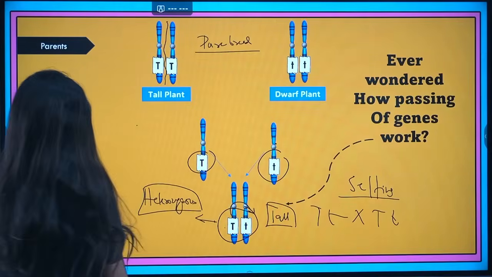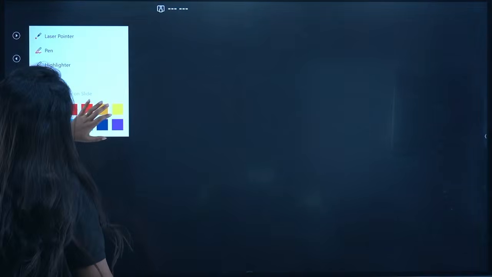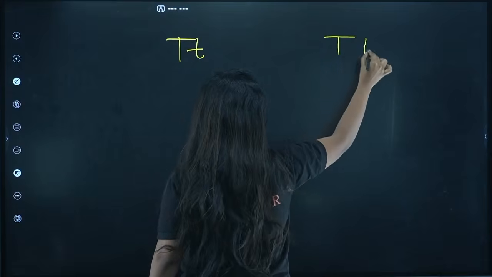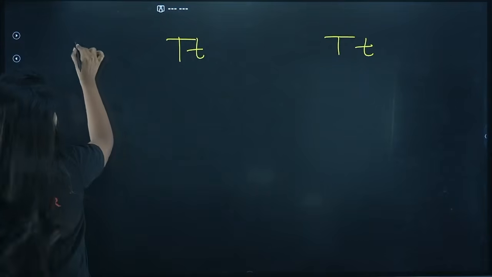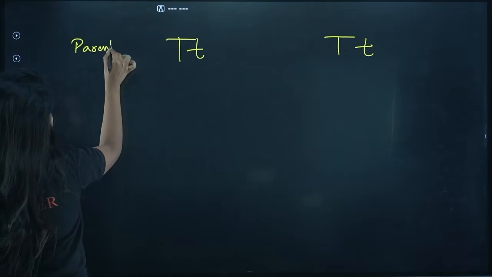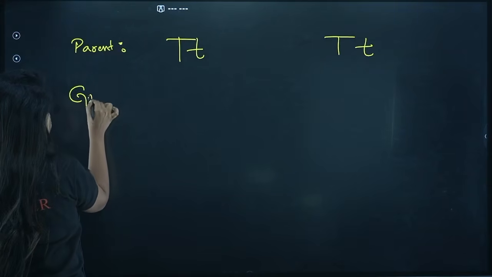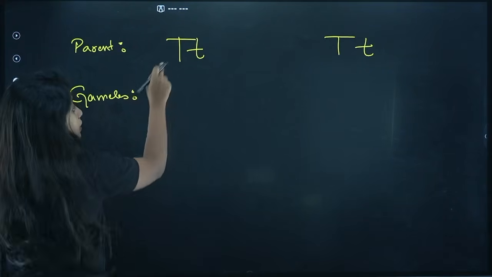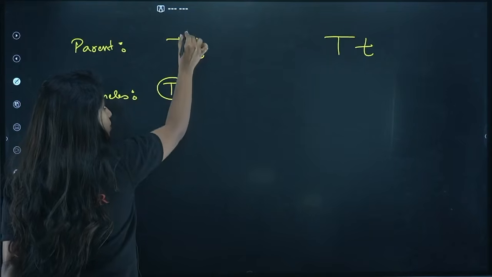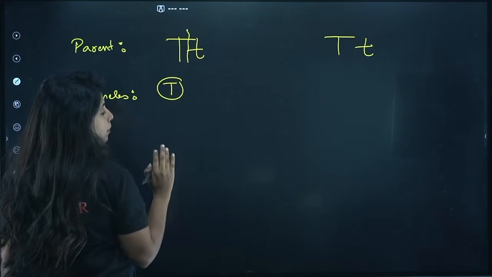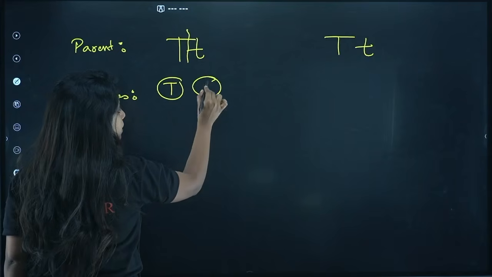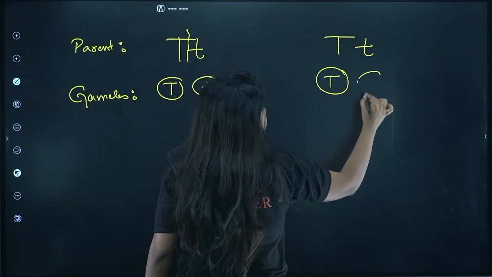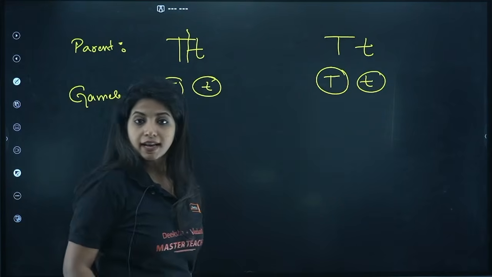Okay, so when he did the selfing, it was capital T, small t parent, capital T, small t parent, right? As I told you, this is the parent. Now I want to form the gametes. Half of them are going to go one way, so some of the gametes can carry capital T, some will carry small t. Similarly here also, some of the gametes will carry capital T, some of them are going to carry small t. This is how it goes.